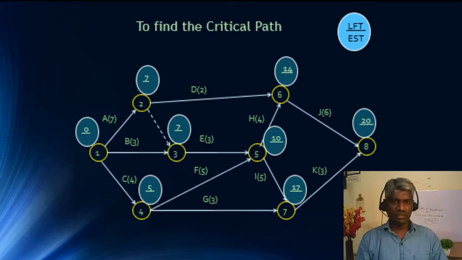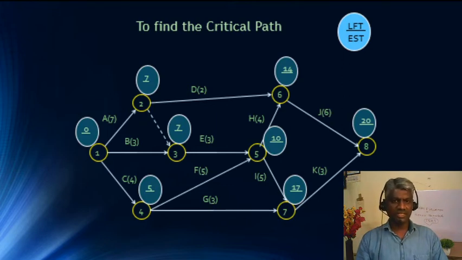And in node 5, there are two arrow tails, one through 6 and the other through 7. When we go through 6, 14 minus 4 is 10, and when we go through 7, 17 minus 5 is 12. When we move backwards, we take the minimum value. So of 10 and 12, 10 is the minimum, so we take 10. In the next node 4, there are two arrow tails, one through 5 and the other through 7. So 10 minus 5 is 5, or 17 minus 3 is 14. So the minimum value is 5.